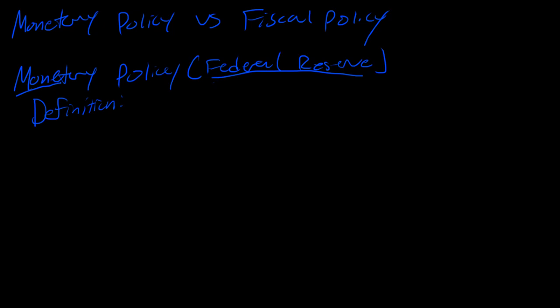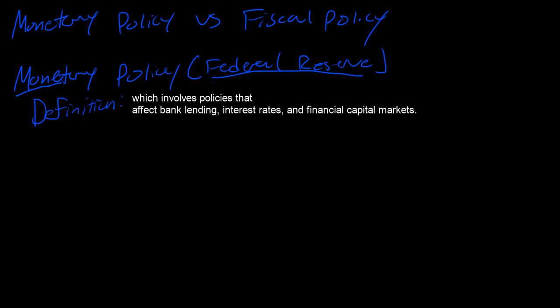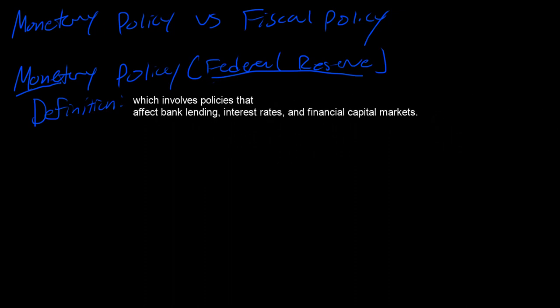It simply involves policies that affect bank lending, interest rates, and financial capital markets. We'll touch on all of these at a later date, but it's just understanding what a bank can do. A bank can lend money, a bank can set interest rates, and a bank handles capital markets, such as loans, bonds, etc. So when you think monetary policy, think of banks. What can banks do? Bank lending, setting interest rates, and financial capital markets.